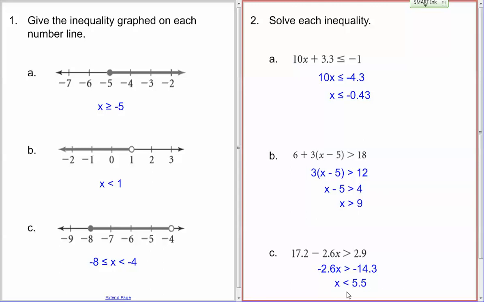So this would be an open dot, if we were to graph it, an open dot at 5.5 with an arrow to the left, meaning that anything less than 5.5 will make this inequality true. 5.5 or greater will make this inequality false.